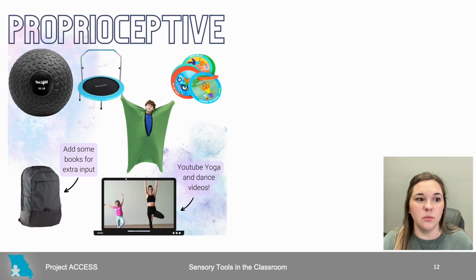So for our students who need more proprioceptive input, we may use a weighted slam ball. We can use a backpack and put some books in it, or heavy items, and they can go on missions, walk to the office and come back, those sort of things. We can use a body sock. We can do yoga. There's all different kinds of yoga and dance videos on YouTube. There also are yoga cards that you can get, and I'm sure you can probably find some on Teachers Pay Teachers as well. You can use a trampoline. Any of these items are different ways that you can get that proprioceptive input that your student is needing.